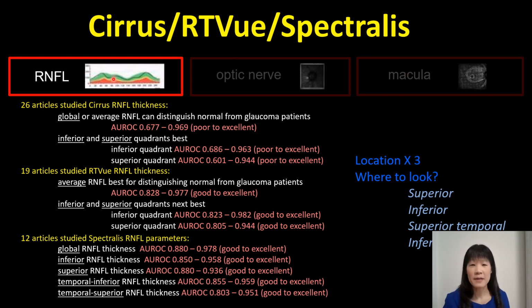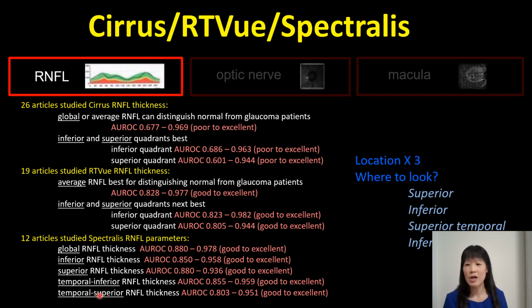For the nerve fiber layer, different machines, Cirrus, RTVue, and Spectralis, all conclude the same thing. So that review paper that we did for the Academy shows us that the nerve fiber layer, location, location, location, preferentially thins in glaucoma globally, inferiorly, or superiorly. Or if you had to look at sectors and not quadrants, it preferentially thins temporal inferiorly and temporal superiorly, which makes sense because we know that disc hemorrhages usually occur infratemporally and supratemporally. So this all makes sense.